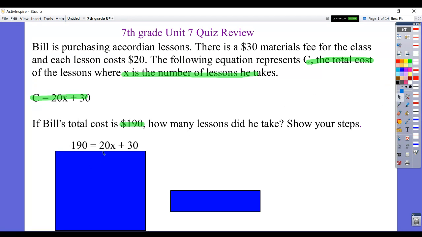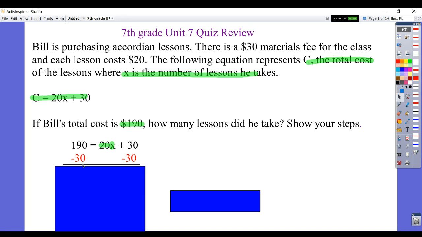So our first step, of course, would be that we want to get the variable X by itself. So we are going to want to get rid of this plus 30 that's being attached to the 20x. And the way to get rid of, so to speak, a plus 30 is to subtract 30. In other words, the inverse operation to add 30 is to subtract 30. If we do it to one side of the equation, we're also going to do it to the other side of the equation. So we're going to subtract 30 on both sides.